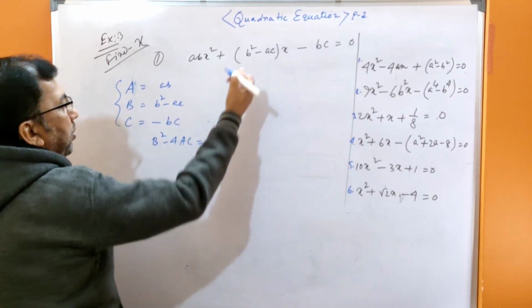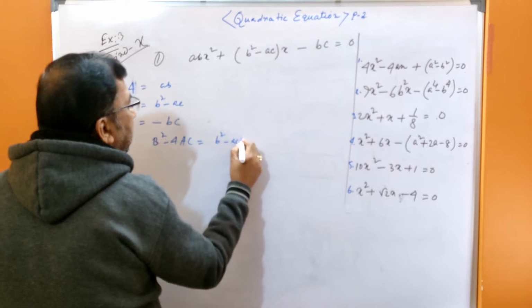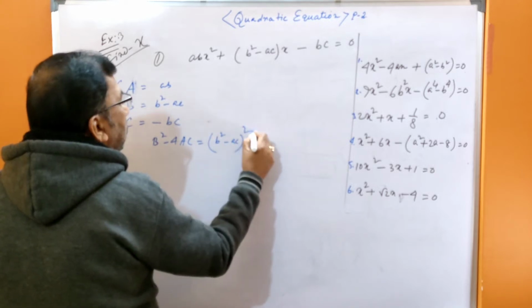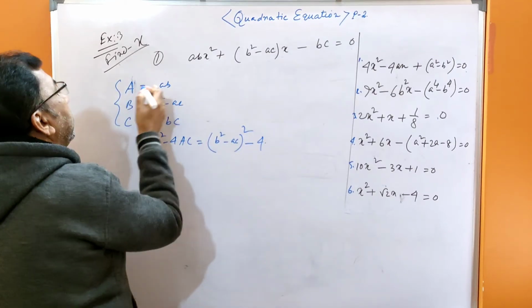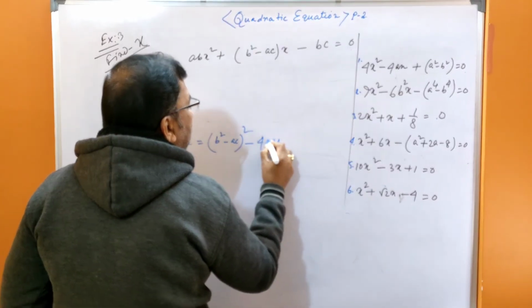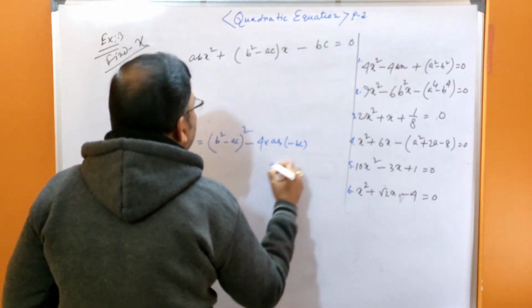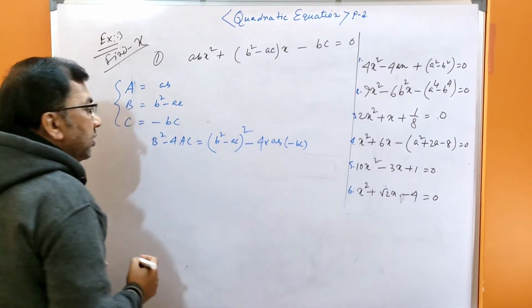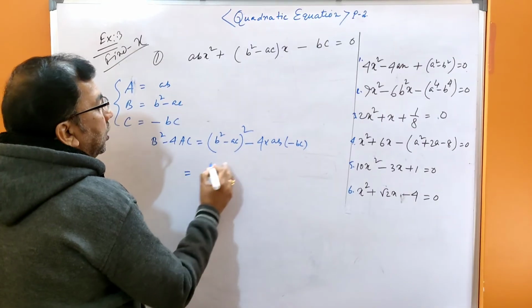That means b square minus 4AC. A का मतलब क्या है? AB. A का मतलब AB, A into B. C का मतलब minus BC. B square minus 4AC. Clear? You have to find out the x.